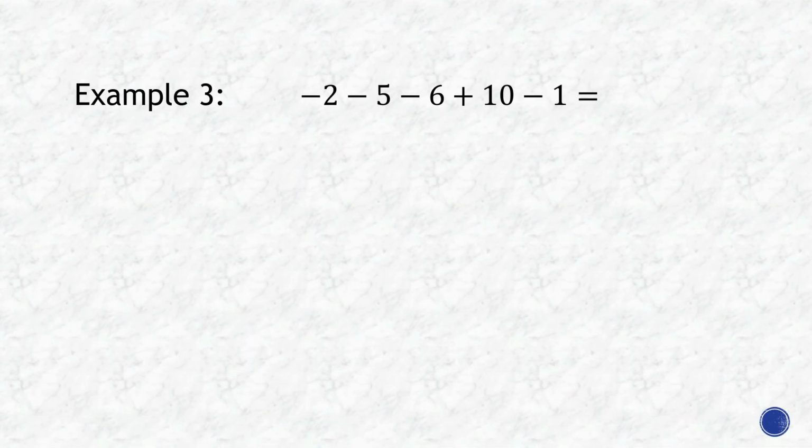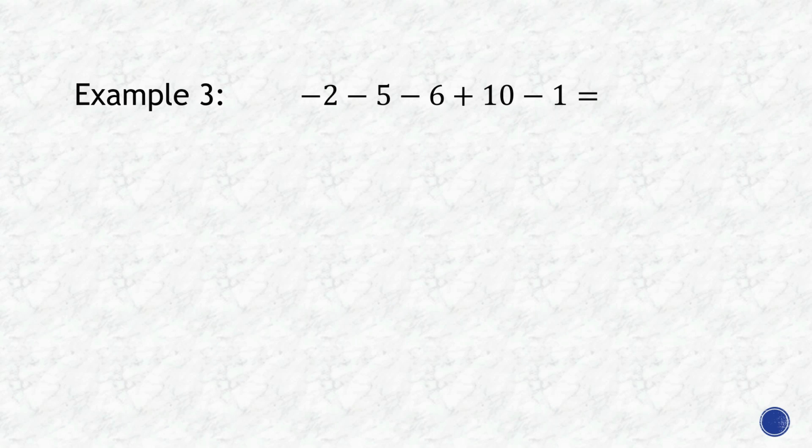I have 3 more examples here for you. Hopefully by this time you can get what I'm trying to say here. Okay, so here we have negative 2. Again, when you read this, it's negative 2 minus 5 minus 6 plus 10 minus 1. There's nothing wrong with that.